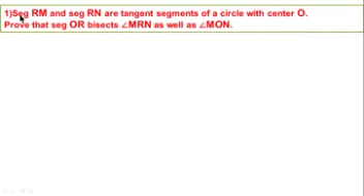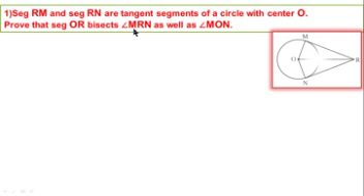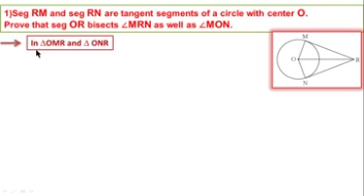Next, example: segment RM and segment RN are tangent segments to a circle with center O. Prove that segment OR bisects angle MRN as well as angle MON. See this figure. Here is the solution.